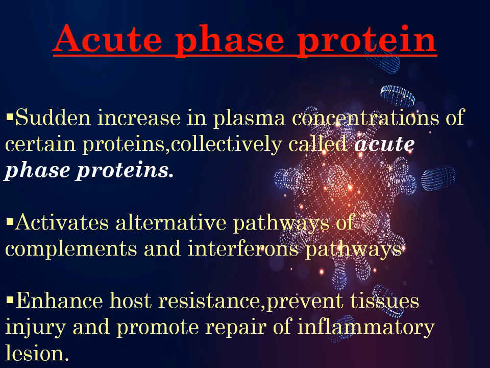Next we have acute phase protein as a mechanism of innate immunity. A sudden increase in plasma concentration of certain proteins is collectively called acute phase proteins. It activates alternative pathways of complement and interferon pathways. It also enhances host resistance, prevents tissue injury, and promotes repair of inflammatory lesions.